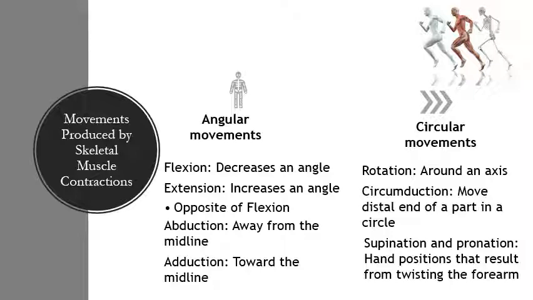Circular movements are rotation, which turns around an axis, and circumduction, which moves the distal end of a part in a circle. So that's what we do with our shoulder if we're young. Supination and pronation. Supination is the hand position that results from the twisting of the wrist. So you'll see on the next slide supination and pronation of the wrist.